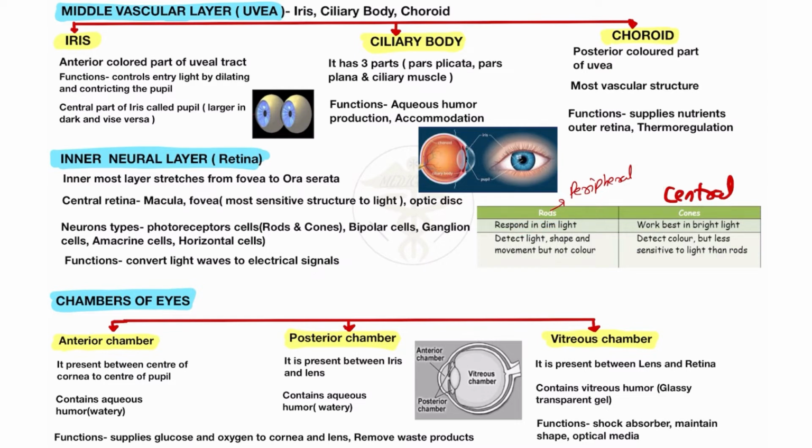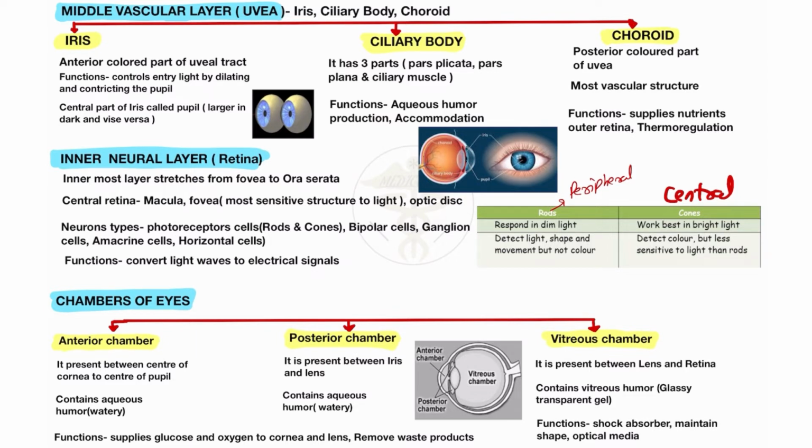So this is also a difference: one is the peripheral part, one is the central part. Cones help in color vision and light vision, rods help in dark vision, and mostly help in the shape and movement of any light. Rods are only sensitive to light, less sensitive than cones, and for color vision cones are very important. So this is the difference between the rods and cones of the photoreceptor cell of the retina.